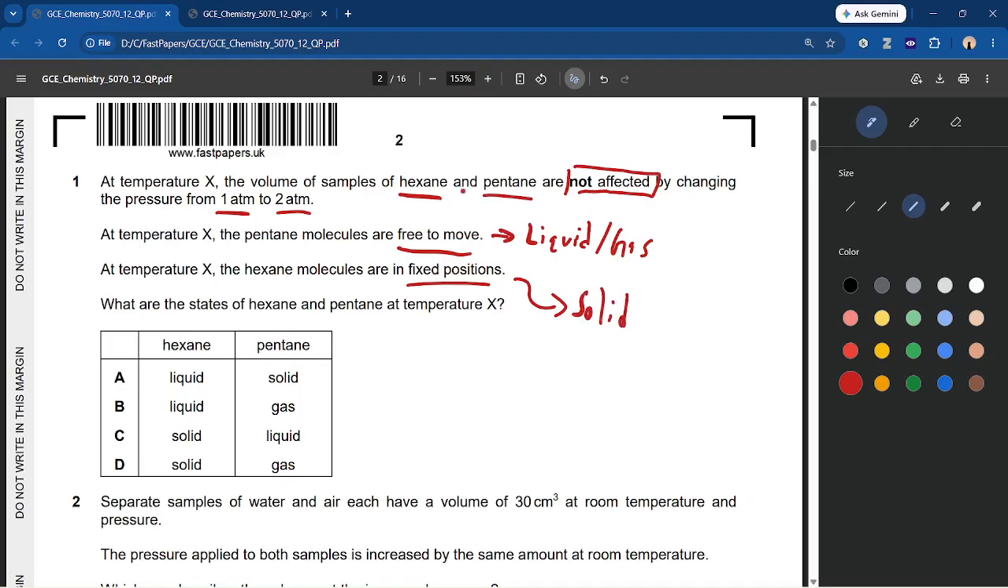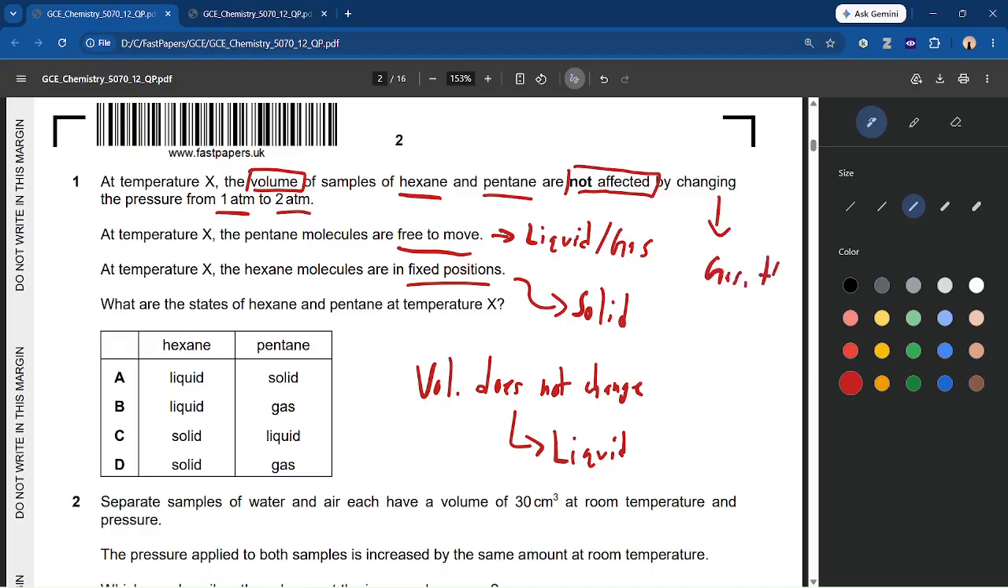But here's the thing. Earlier they said that the volume is not affected. So volume does not change. So if your volume doesn't change, then what that means is that you are a liquid. Because we know that when you increase pressure, the volume of a gas should decrease, right? So if this was a gas, then volume would decrease.